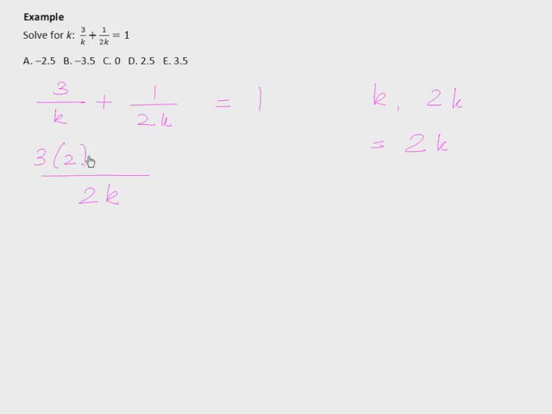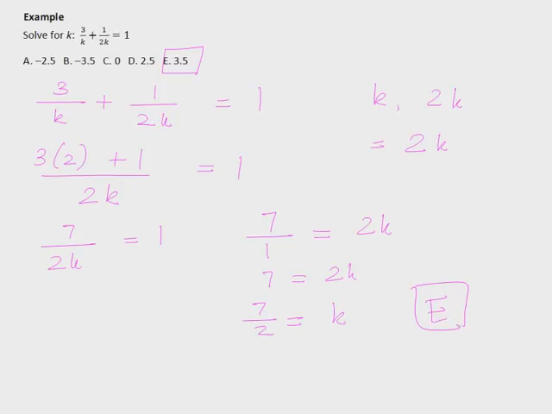I get 3 into 2 plus 1 is equal to 1. So I get 6 plus 1, 7 over 2k is equal to 1. So I cross multiply, I get 7 over 1 is equal to 2k. That is 7 is equal to 2k. Dividing both sides by 2, I get 7 over 2 is equal to k. 7 over 2 in my answer choices is E, 3.5. What's a quick way to confirm this? Plug it in and calculate it.